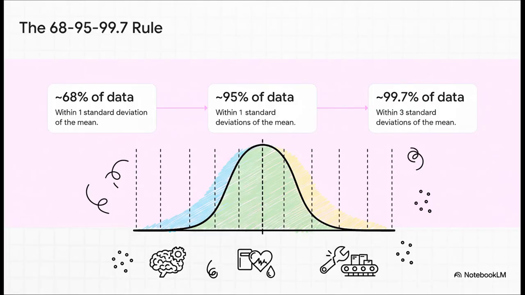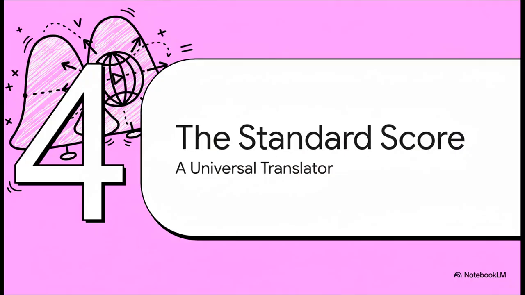It doesn't matter if we're talking about IQ scores, blood pressure, or even errors coming off an assembly line. If the data follows a bell curve, this rule applies. It's an incredibly fast way to get a feel for how spread out everything is. But what happens when you want to compare data from two different bell curves? For that, we need something that acts like a universal translator.